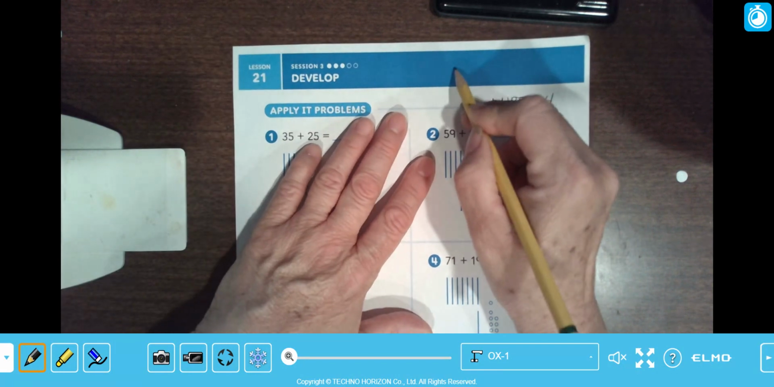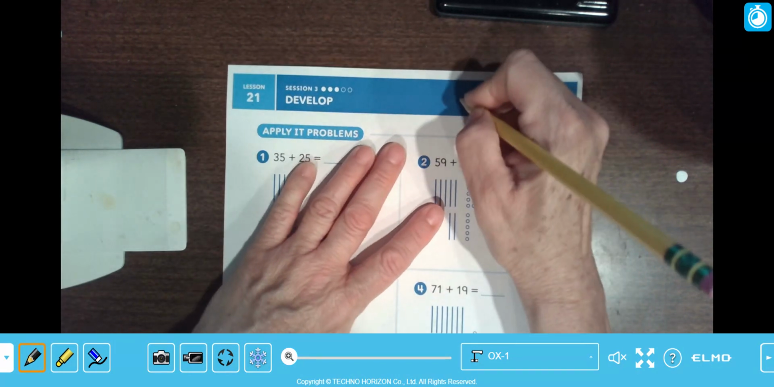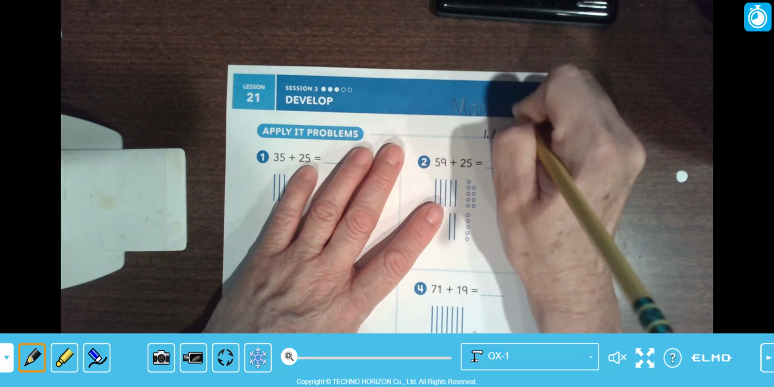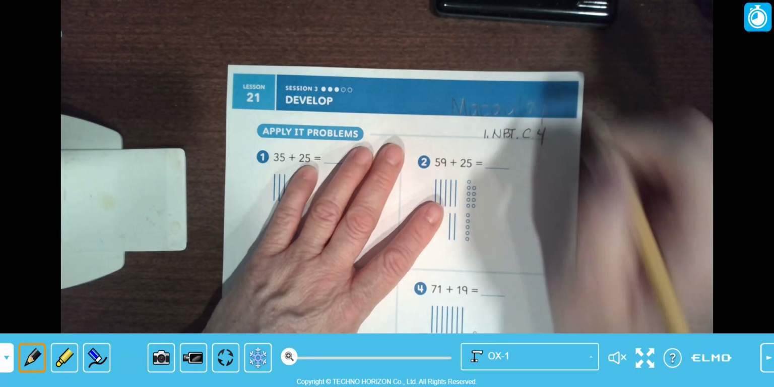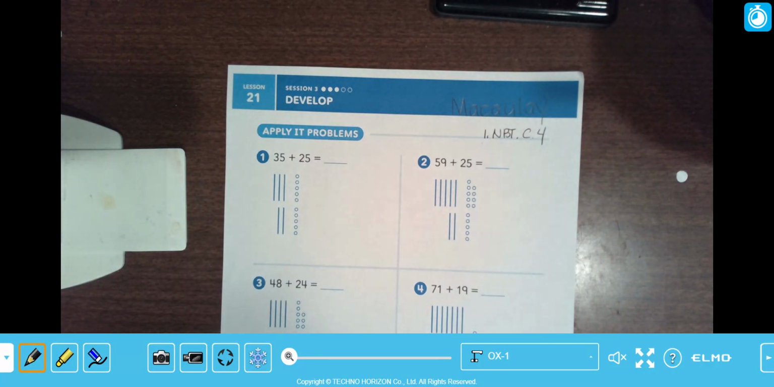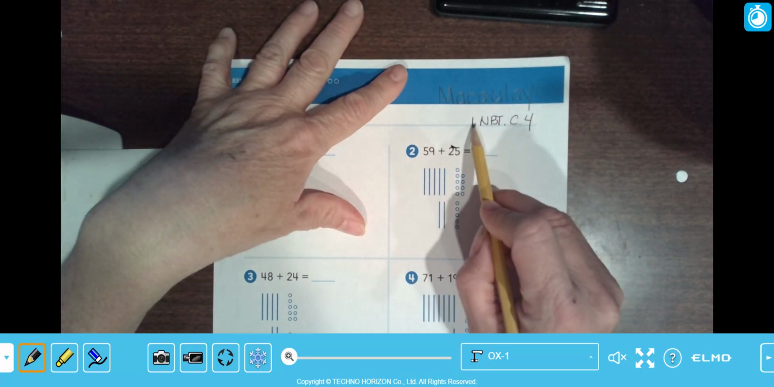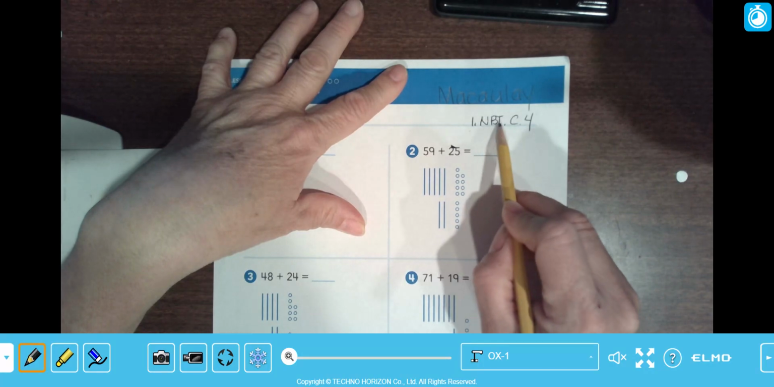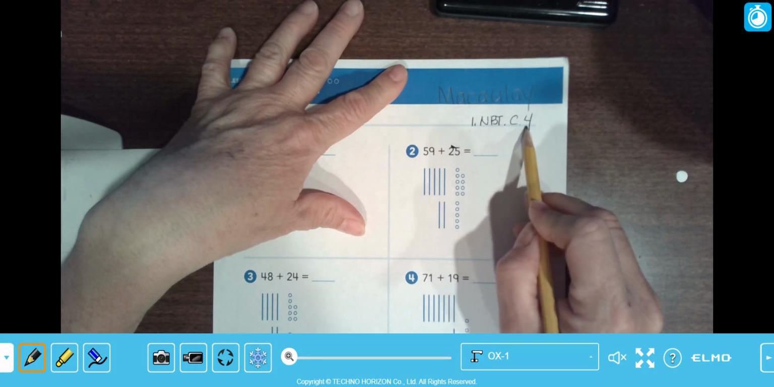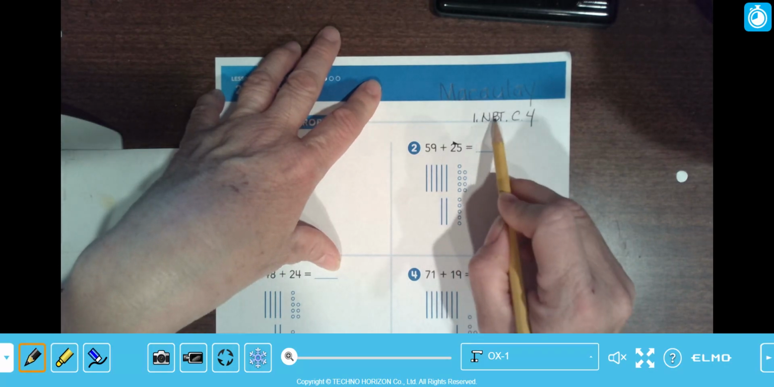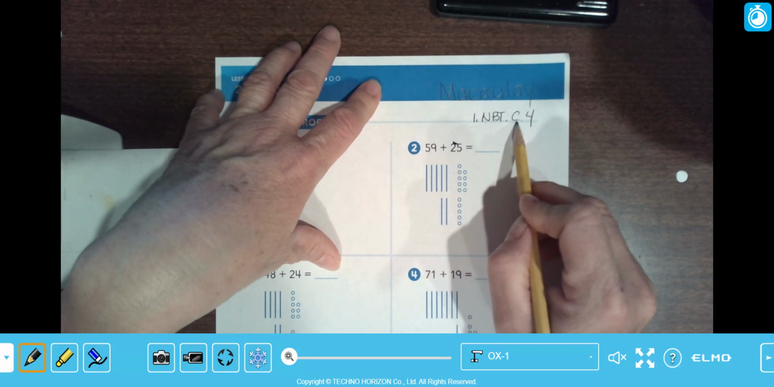And let's put our name here at top on the blue page. I'm going to write down Macaulay. You go ahead and write down your name. Okay, so the standard that we're working on today is 1 NBT.C4. So 1 stands for first grade. NBT stands for numbers base 10. And then part C, number 4.